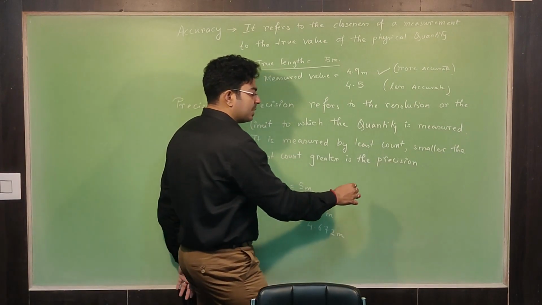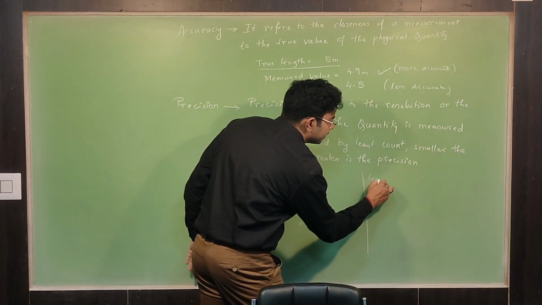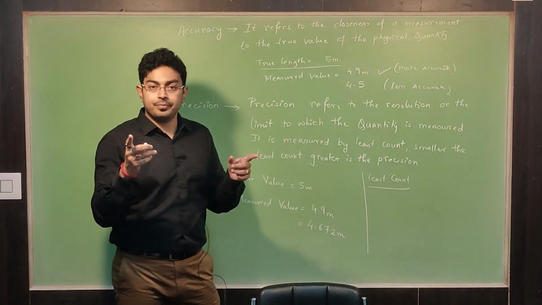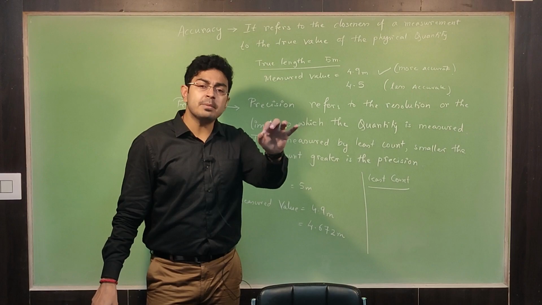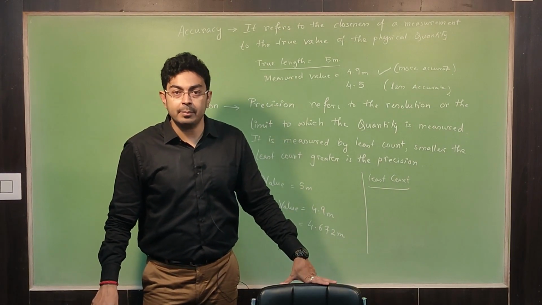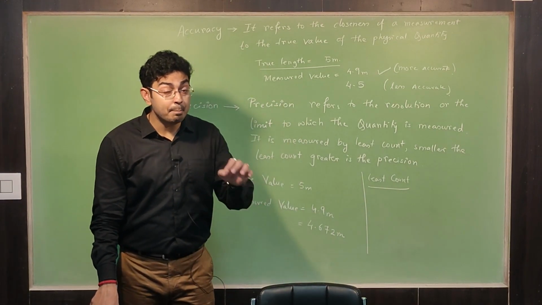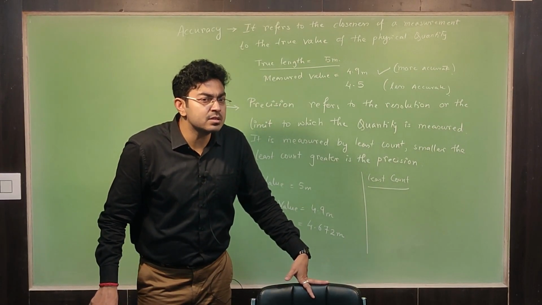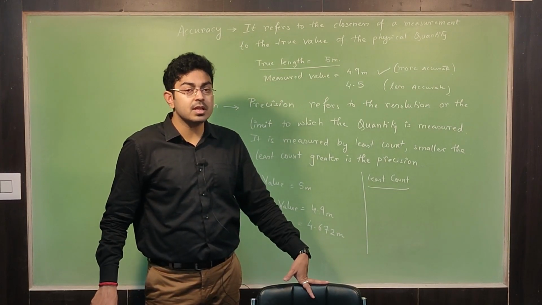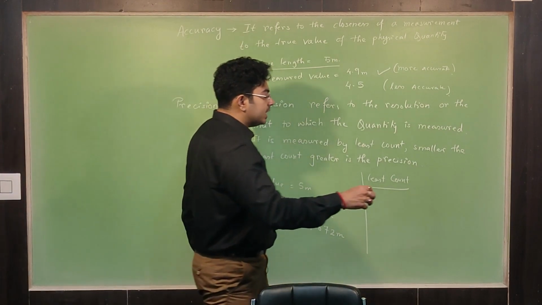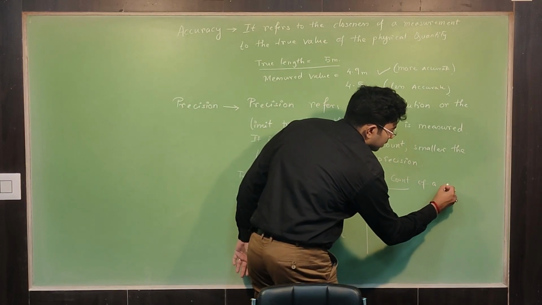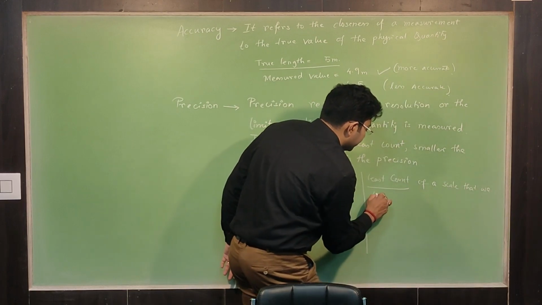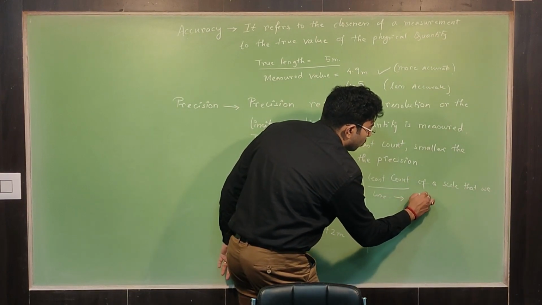If you are having any confusion about least count, let me give an example. I think you all have a small scale. What is the minimum value that you can measure? 1 mm, right? 1 mm is the minimum value that you can measure. 1 mm means how many centimeters? Can you tell me? 0.1 centimeter. So the least count of a scale that we use is 1 mm.